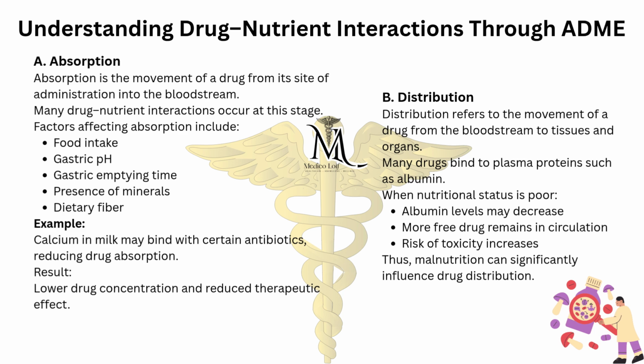B. Distribution. Distribution refers to the movement of a drug from the bloodstream to tissues and organs. Many drugs bind to plasma proteins such as albumin. When nutritional status is poor, albumin levels may decrease. More free drug remains in circulation. Risk of toxicity increases. Thus, malnutrition can significantly influence drug distribution.